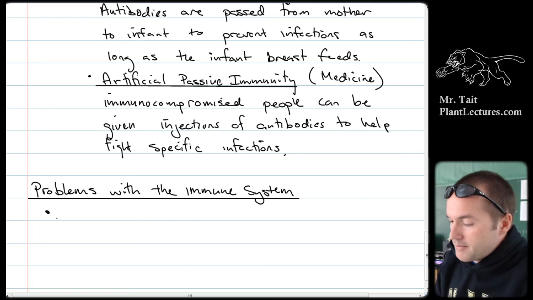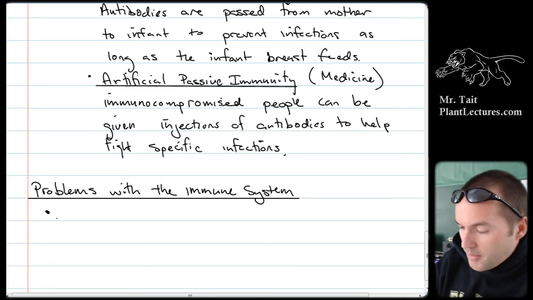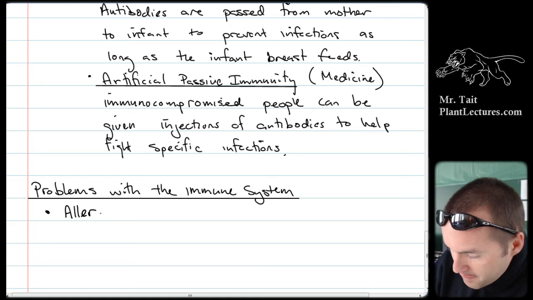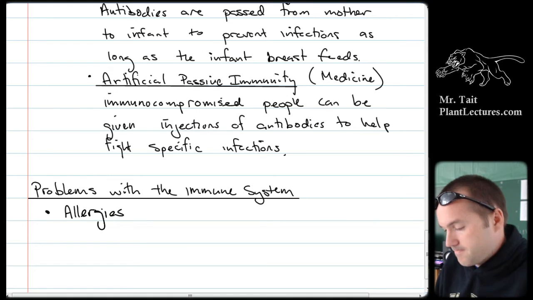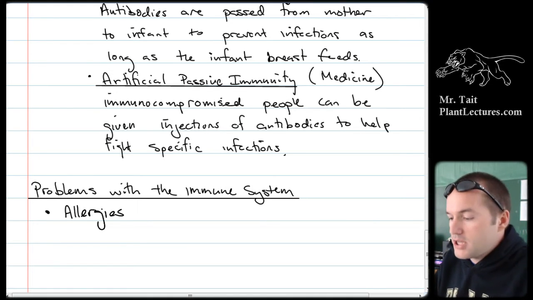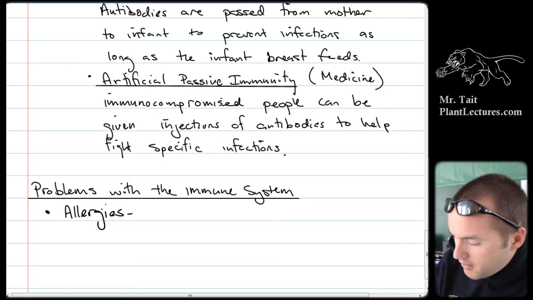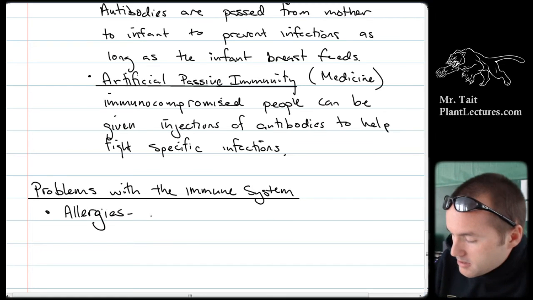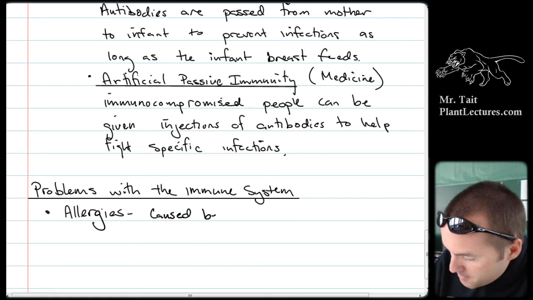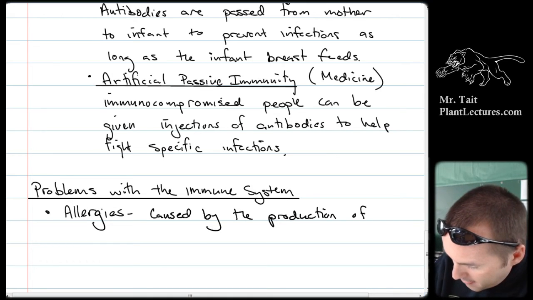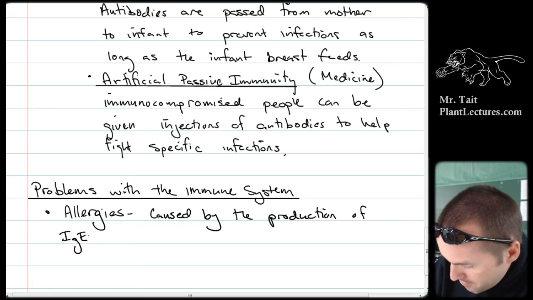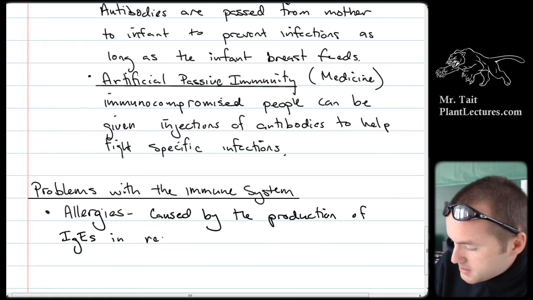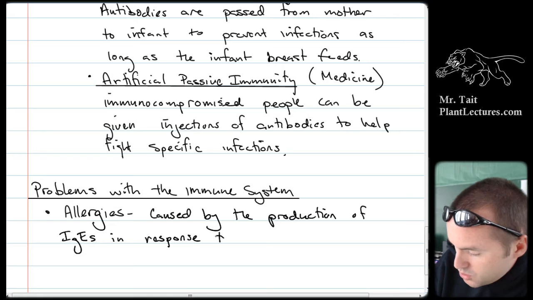Okay, so problems with the immune system. The most common problem, allergies. Okay, so allergies involve a specific type of immunoglobulin, which is IgEs. Right, so they're caused by the production of IgEs in response to a false pathogen.